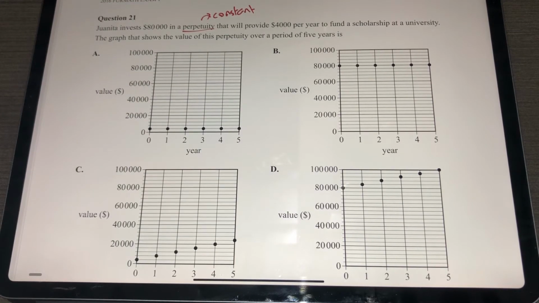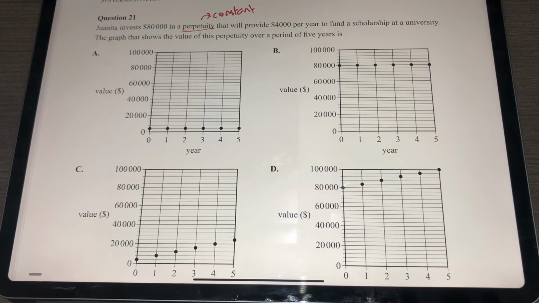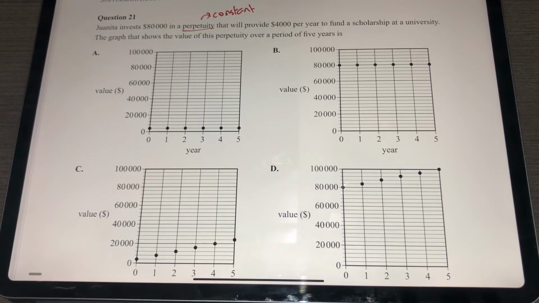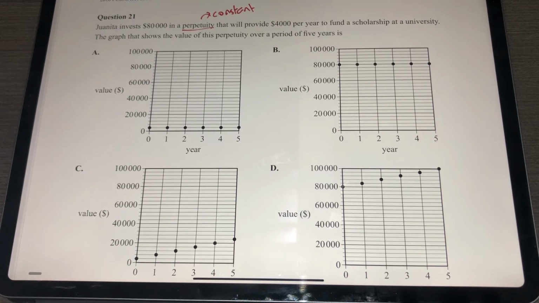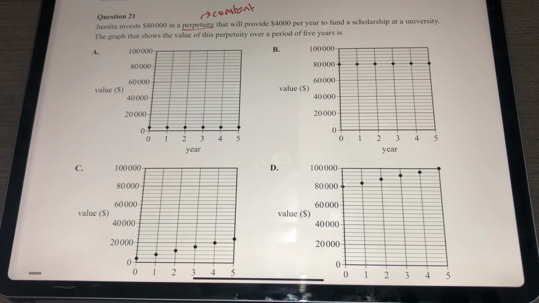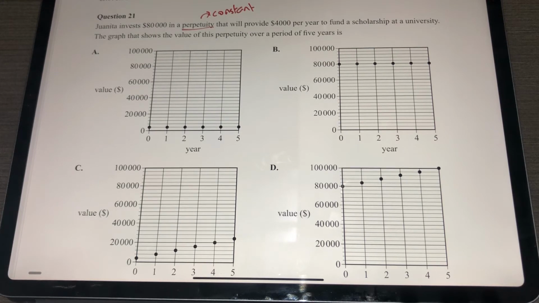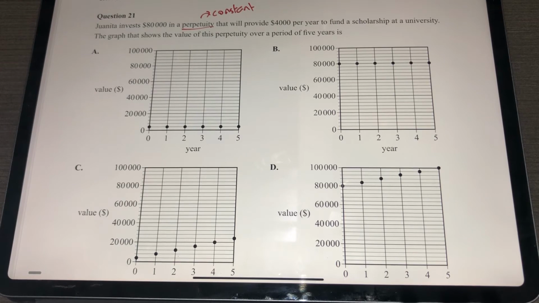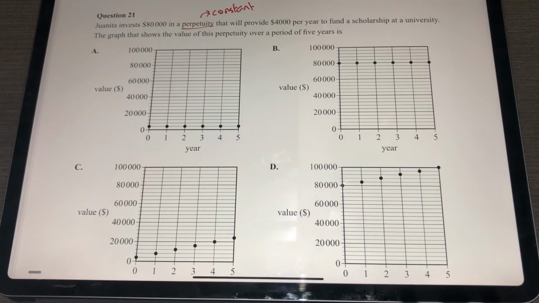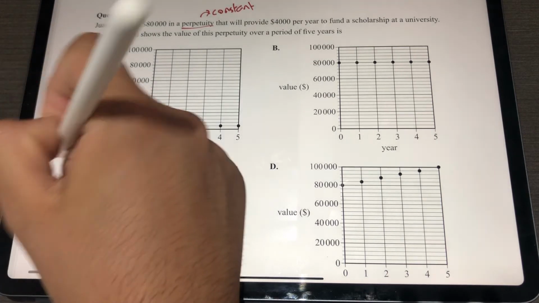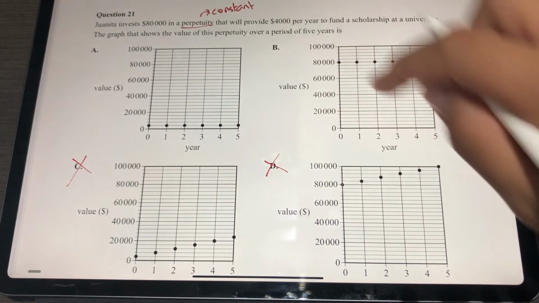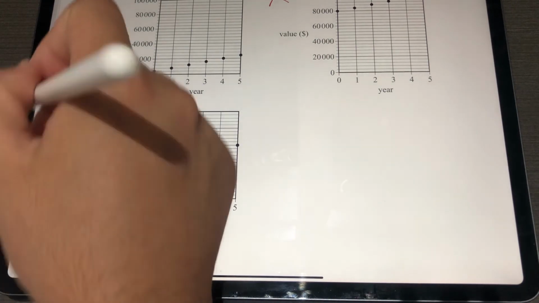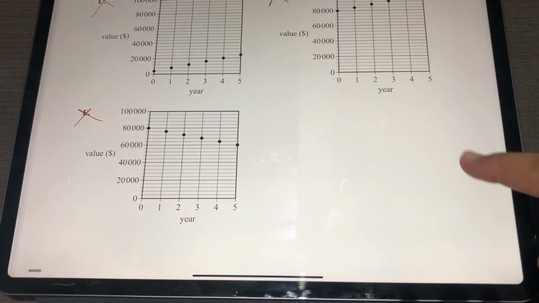Okay, question 21. Janeda invests 80k in a perpetuity. They'll provide 4k per year to fund a scholarship at a uni. Which graph shows the value of the perpetuity over a period of 5 years? So what we just said about perpetuities is they remain constant. So that's the key word here, perpetuity, which means anything that's increasing or decreasing is immediately wrong. So as I can see at C, something's increasing or decreasing, don't need to even look at the numbers. C is wrong. D, it's increasing, wrong. E, decreasing, wrong. So I've only got A and B left.